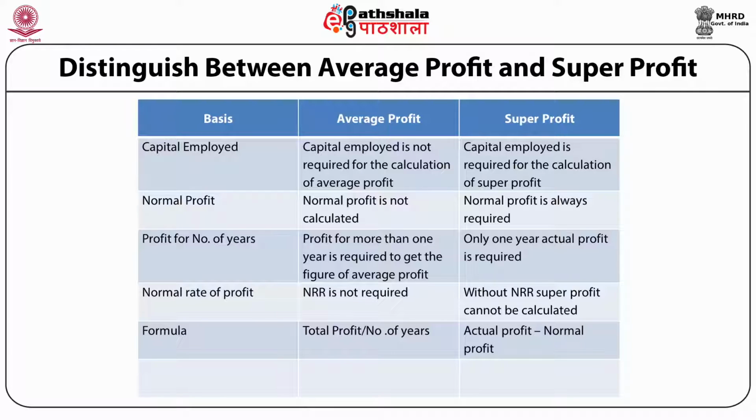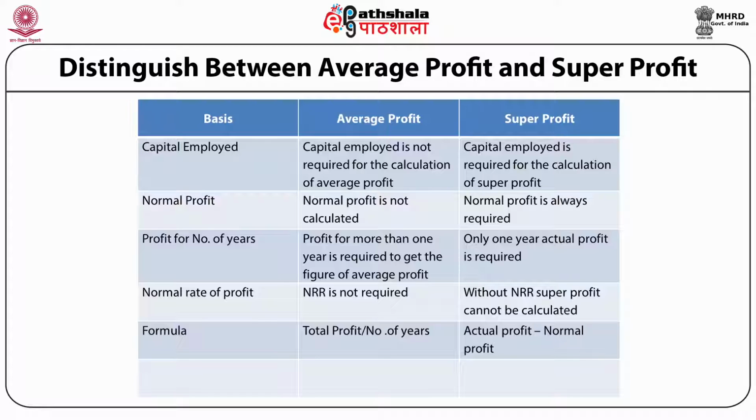But when goodwill is calculated with the help of super profit method, normal profit is always required. Profit for number of years. Profit for more than 1 year is required to get figure of average profit, whereas only 1 year actual profit is required in case of super profit. Normal rate of return. It is not required in average profit, whereas without normal rate of return, super profit cannot be determined.